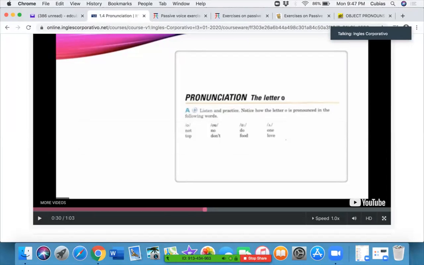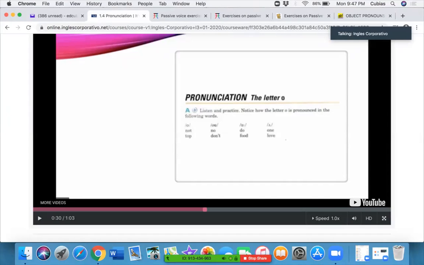Okay. I'm going to explain how to pronounce. The first O is in "not" and "top." It's like an "ah" sound. Not, top. Correct, Anna? Yes. The second pronunciation is like an O sound. Is no and don't. No, don't.